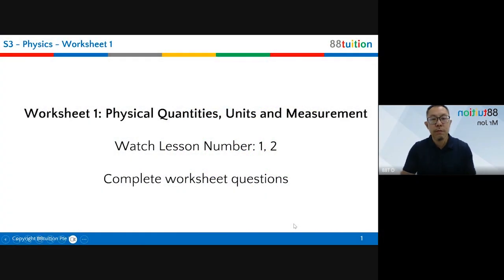Okay, today we'll be doing physical quantities, units, and measurements. It's the first lesson, so you might not have covered it in school, or your school might be doing something else. But this is the first chapter you should see in your textbook if your school is using it.